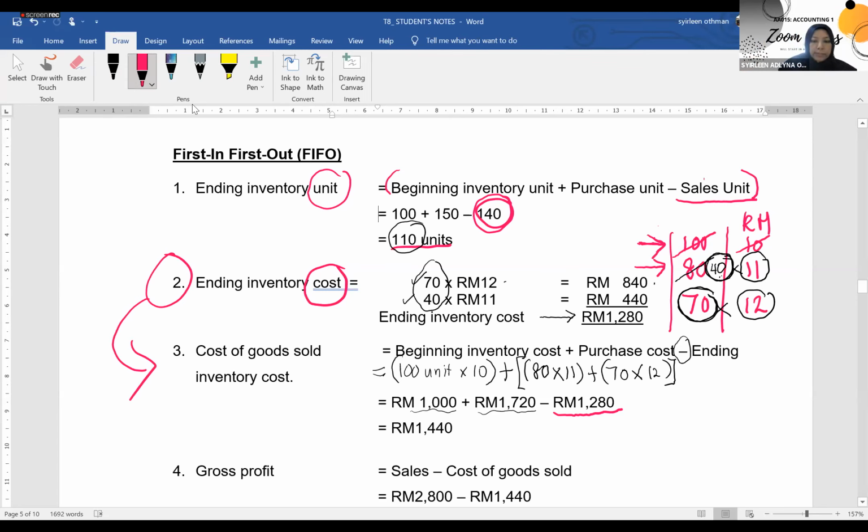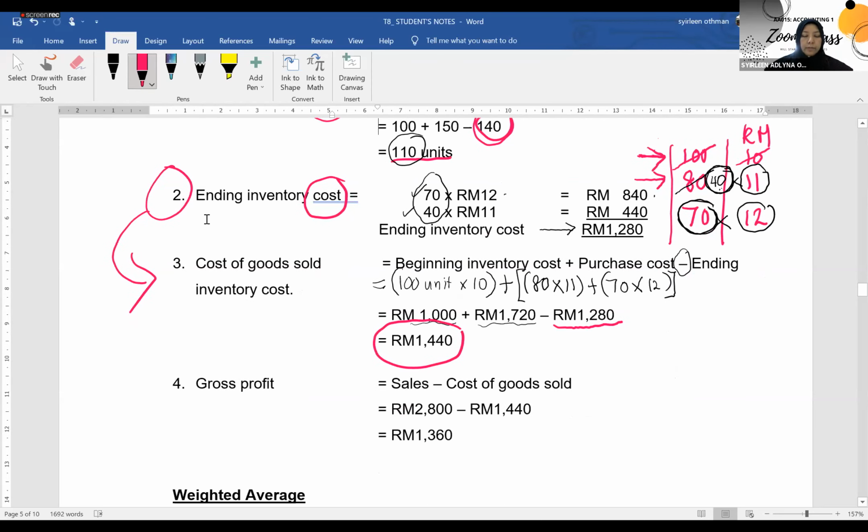So, now this is my COGS. Jadi, saya dah boleh kira saya punya gross. Okay, so how much is my gross? My gross profit is my sales. Okay, sales refer back to your question.